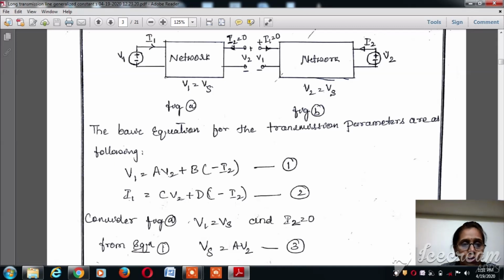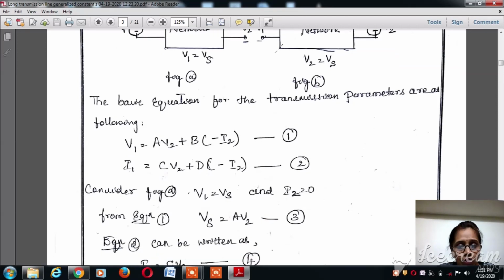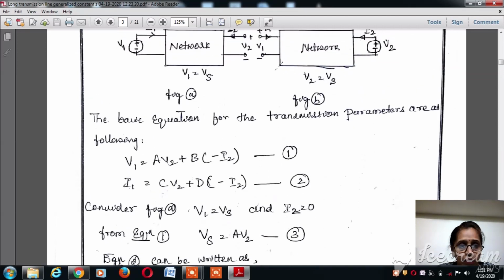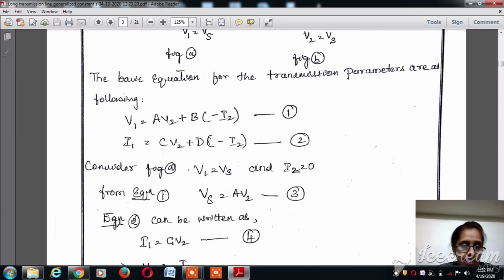I1 is equal to C into V2 plus D into minus I2, because the current is entering into the network. Let's keep this as equation 2. Consider figure A, where V1 is equal to Vs and I2 is equal to 0, because at the output it is open circuited. So if we apply this to equation 1, V1 is equal to Vs and I2 is equal to 0, B into 0, so Vs will be equal to A into V2. Let's keep this as equation 3.